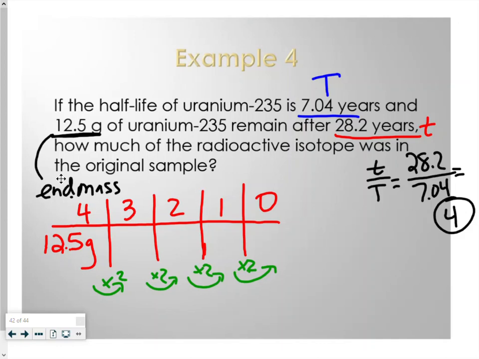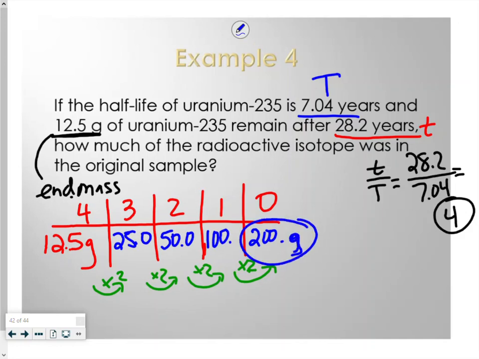So 12.5 times 2 gives us 25. 25 times 2 gives us 50. 50 times 2 gives us 100. And last but not least, 200. Don't forget your dot to make it have 3 significant figures. And your unit, this would be the final answer.